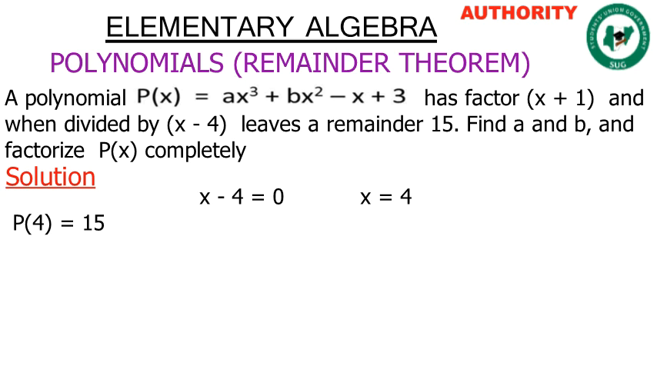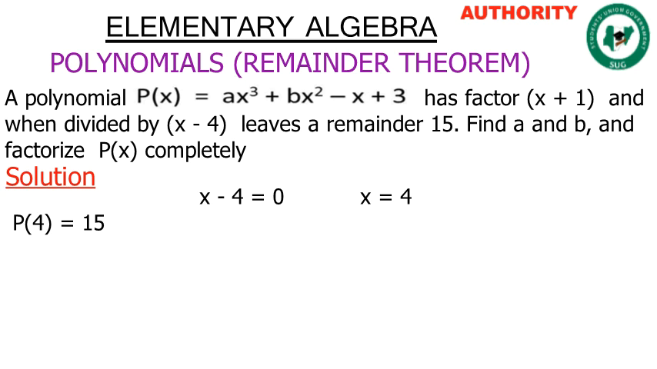Another value for x, which is what? 4. So in place of p of x, we are going to have p of 4. And anywhere we see x, we're going to replace it with what? With the new value for x, which is 4. Now, look at how it's going to be. We're going to say p of 4 is equal to our remainder 15.